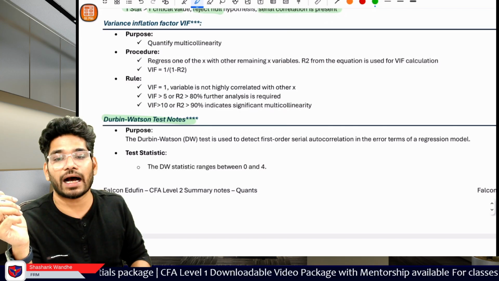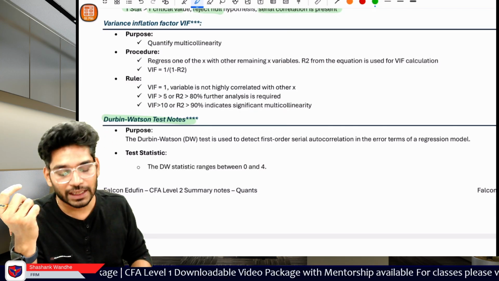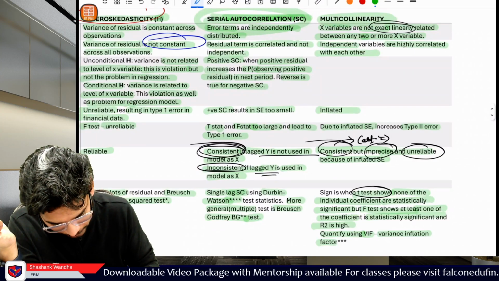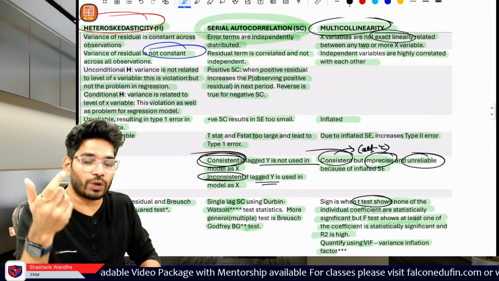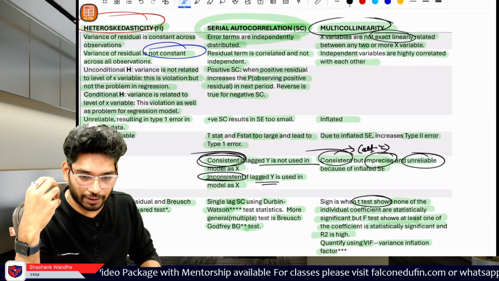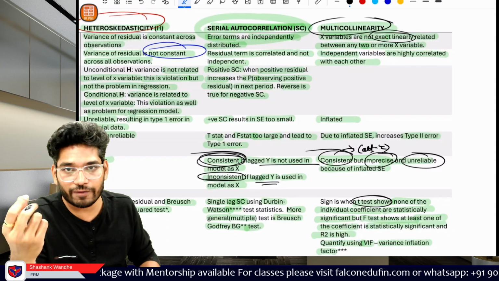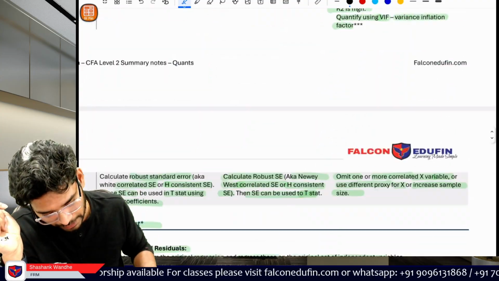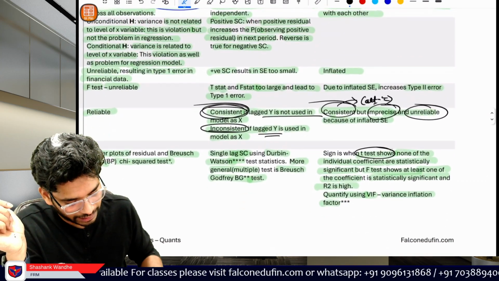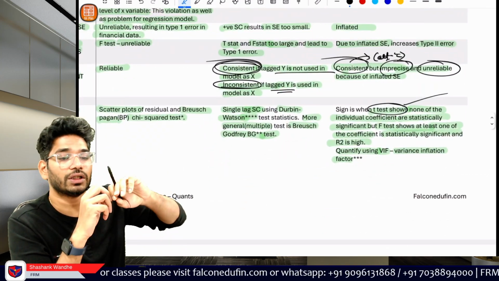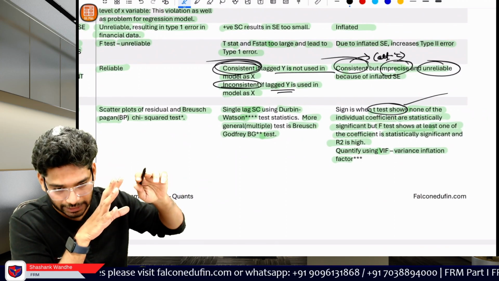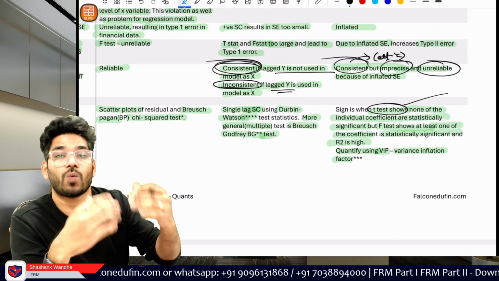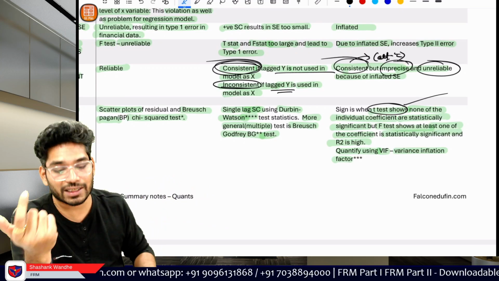Fine. Next is the VIF, the variance inflation factor. We use the variance inflation factor for the multicollinearity part. Here we want to test for multicollinearity: is there any correlation between two independent variables, or is one independent variable highly correlated with the other independent variables? The first approach we already discussed, using the t-stat. That is, the t-test shows none of the individual coefficients are statistically significant, while on the other hand your F test shows that the independent variables are statistically significant and the R square is high.